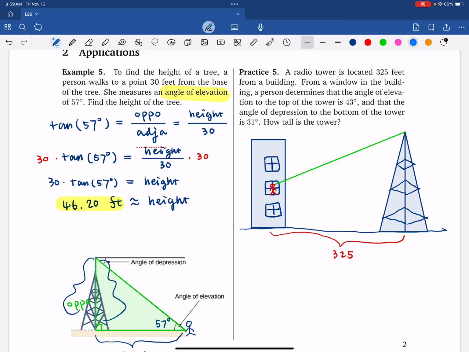So let's actually graph that. That means you have to also do a horizontal line, and the angle of elevation is 43 degrees. So this is 43 degrees. And then we also have the angle of depression. The angle of depression to the bottom of the tower is 31 degrees. So this person will also be looking down. This will be the angle of depression right here, and that's 31 degrees.